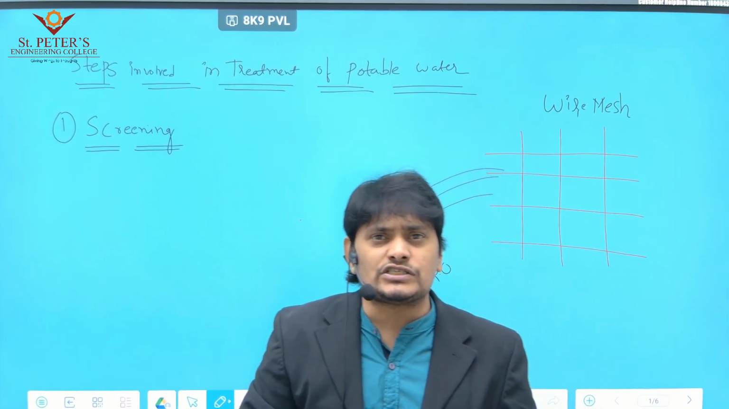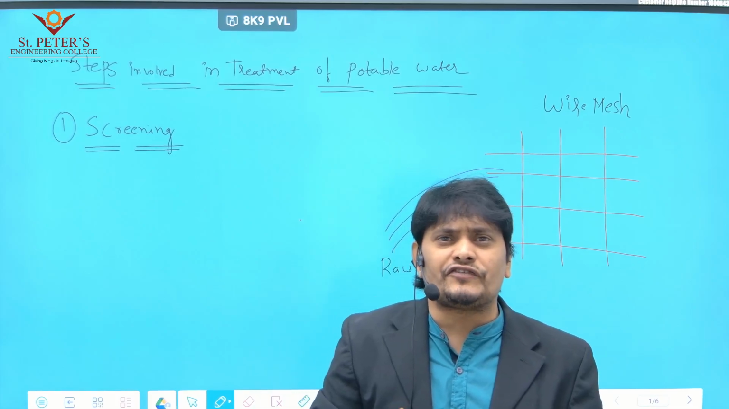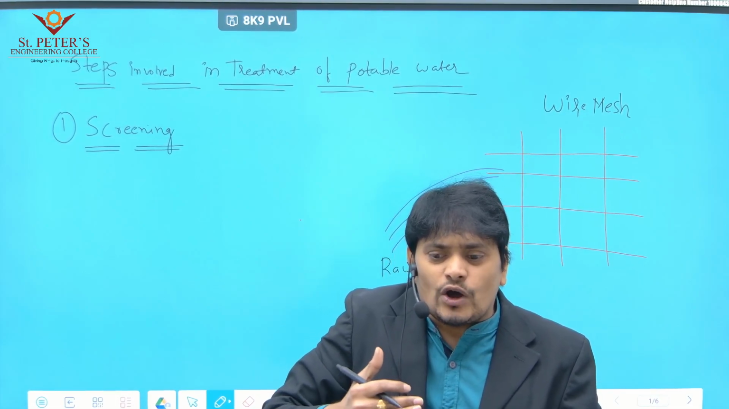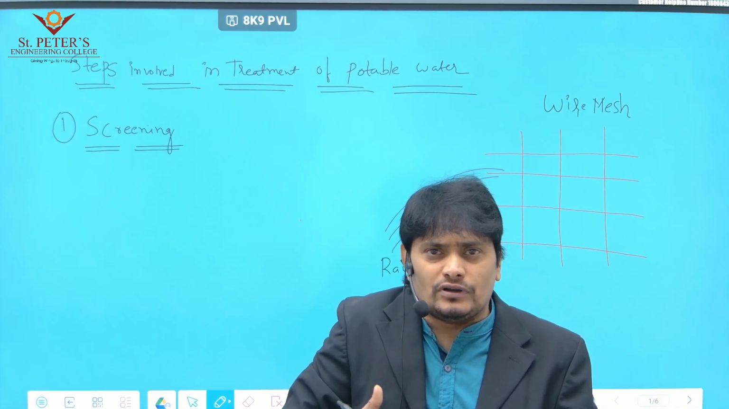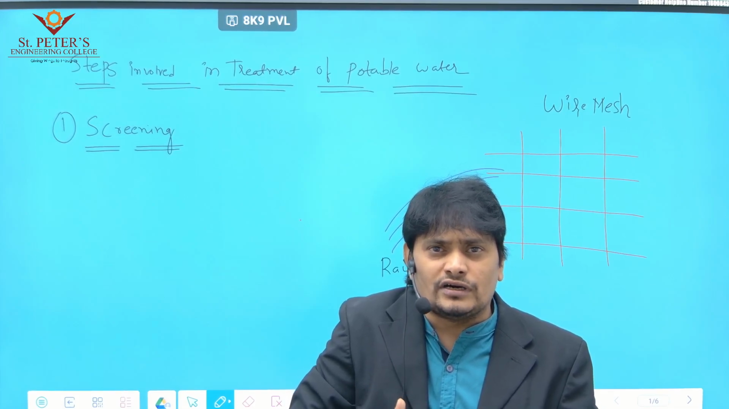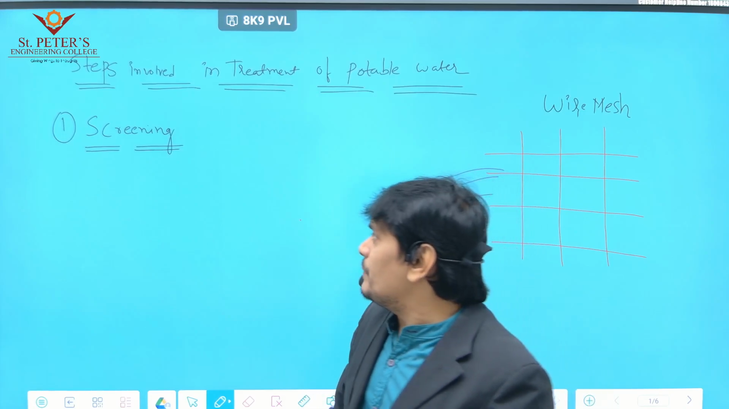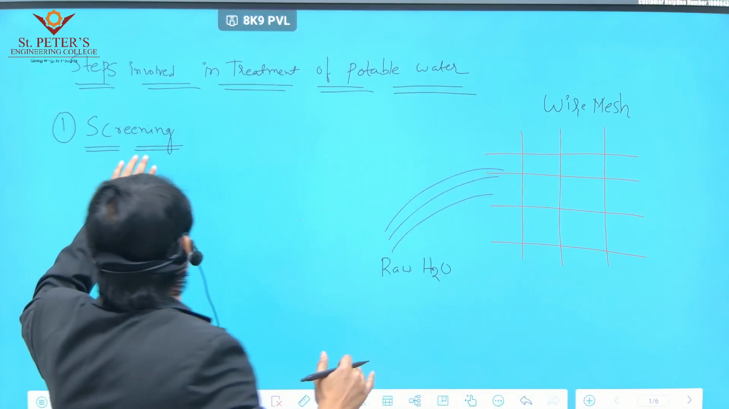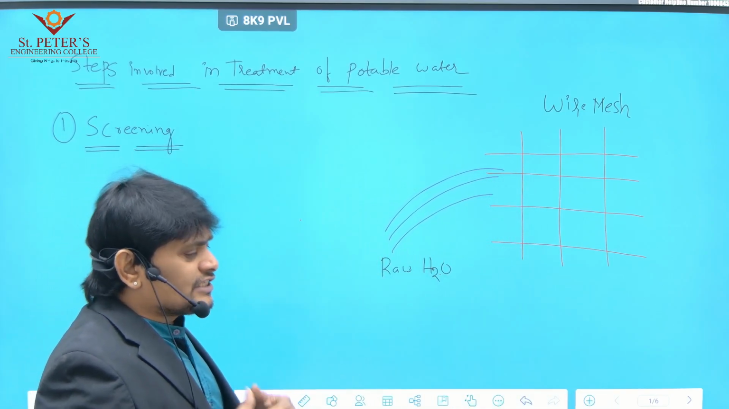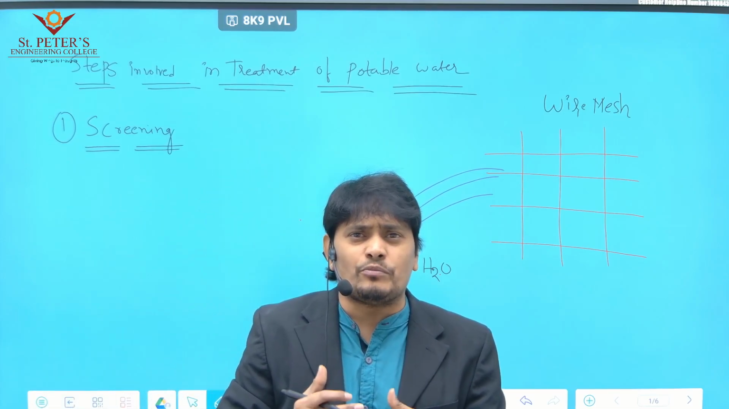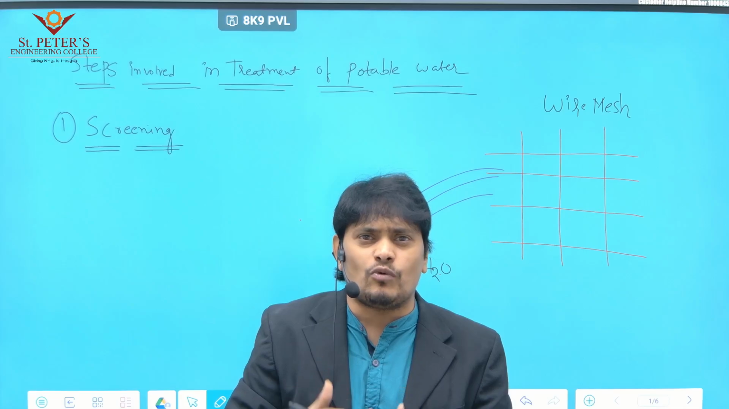Now, let us discuss what are the steps involved in treatment of potable water. That is, what are the steps which are carried out by the municipality people to convert the impure water into pure water. The first step is screening. The screening step is especially used to remove all the floating matter present in the water.